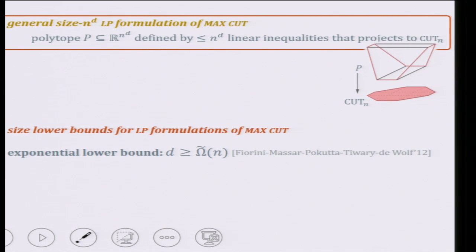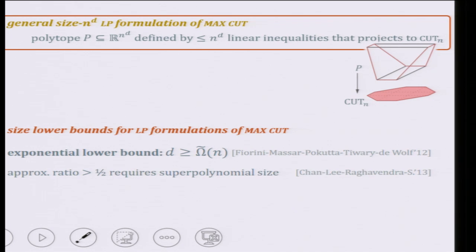Okay, and in 2012, Fiorini et al. showed that indeed you can't have small LP formulations for max cut, so d has to be roughly n if you want a size-2^d LP formulation for max cut. And this is about solving the problem exactly. You can extend Yannakakis' model so that it allows you to talk about approximating max cut, and what you can show in that approximation model is that if you want an LP relaxation for max cut that achieves an approximation ratio of better than 1/2, you need superpolynomial size LPs. At the same time, you can achieve approximation ratios of 1/2 with very small LPs.